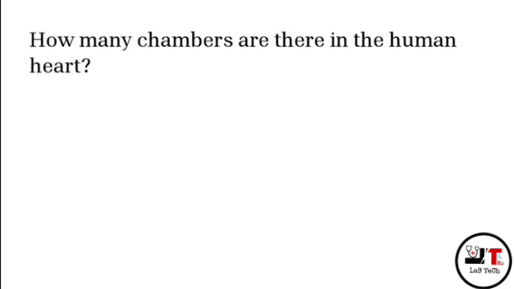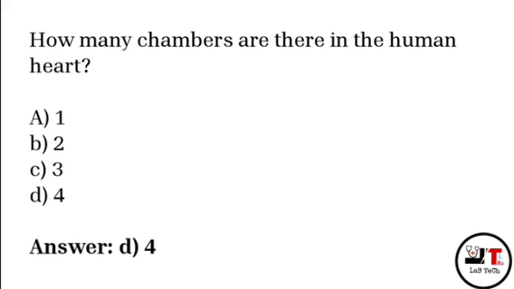How many chambers are there in the human heart? 1, 2, 3, 4. So the correct answer is option D. There are 4 chambers in the human heart.